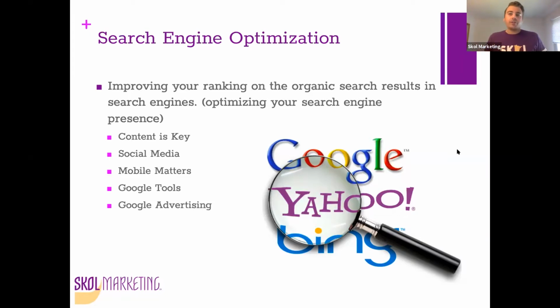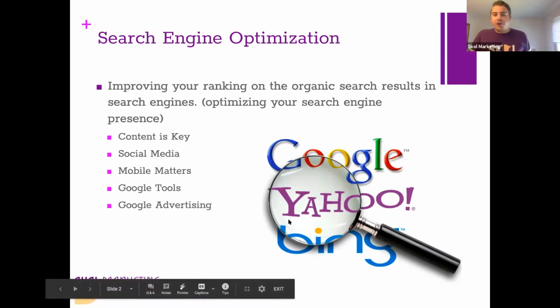Then we're also going to talk a little bit about social media. But today we're just going to focus briefly on how social media actually impacts SEO. We're not necessarily going to get into how we get more likes or more engagement. Then we're going to focus on mobile and look at why mobile devices have really changed search engine optimization. Then we'll also look at some Google tools and some advertising and how all this plays into what we call search engine optimization.